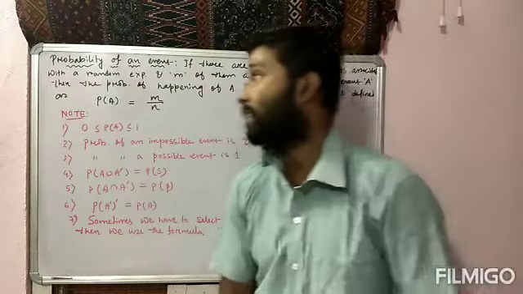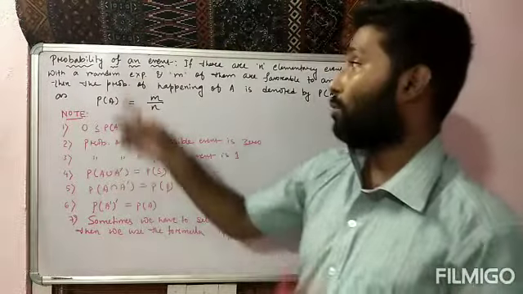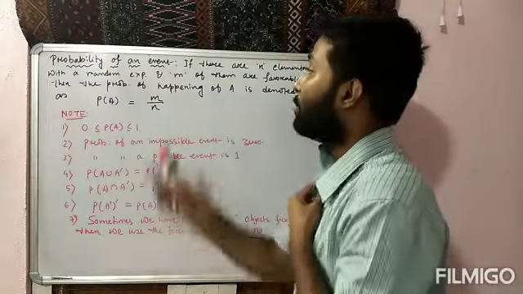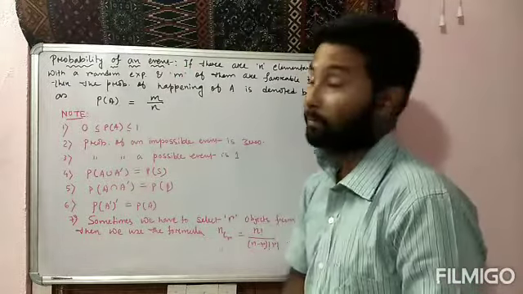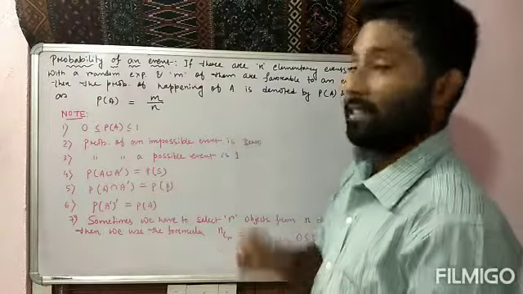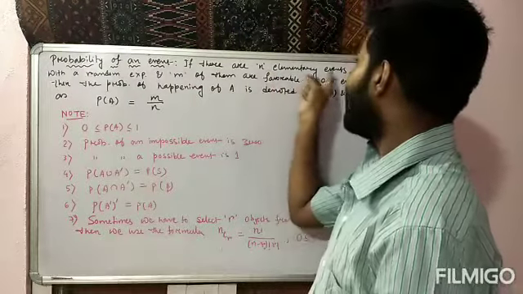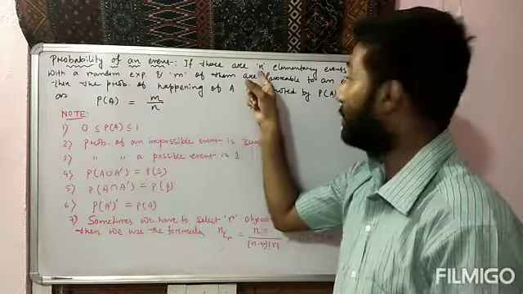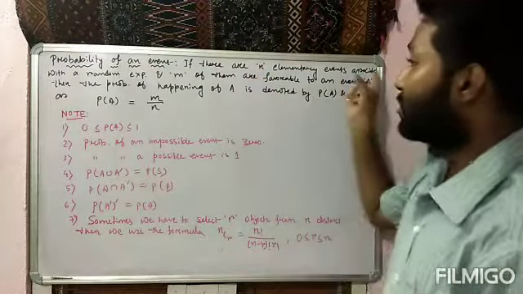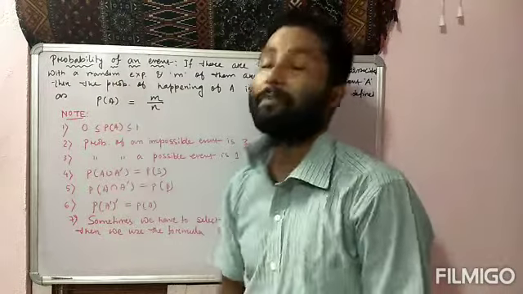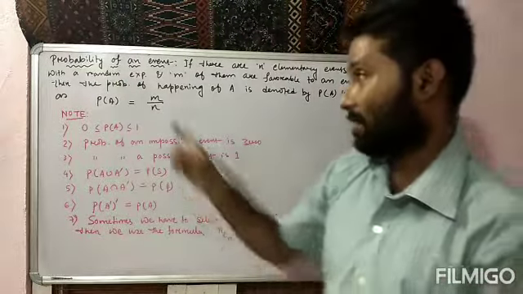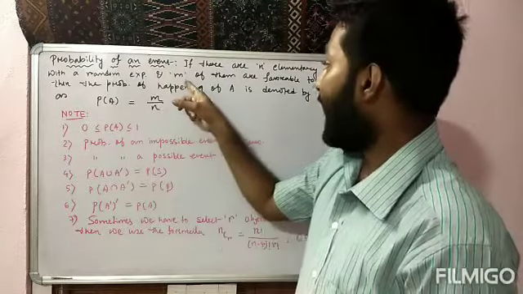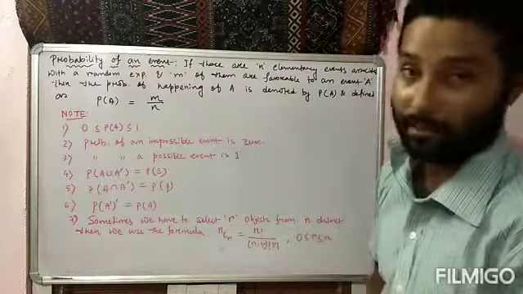So next will come the probability of an event. What do you mean by probability of an event? If there are n elementary events associated with a random experiment, already I explained this word, that is random experiment, and m of them are favorable.